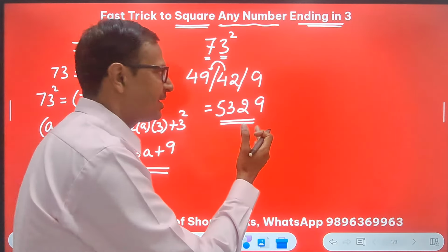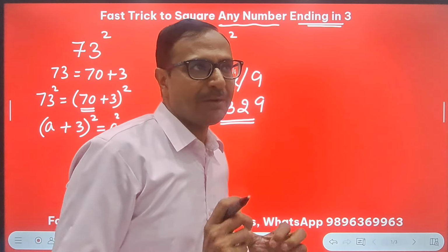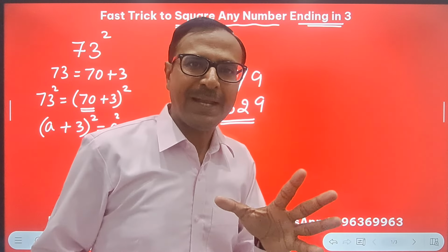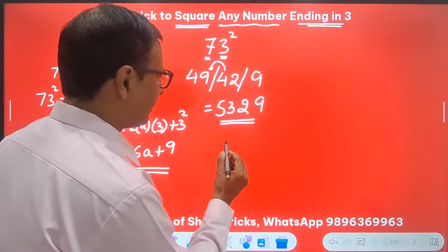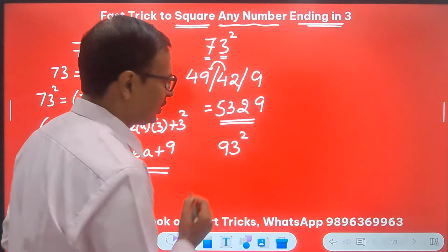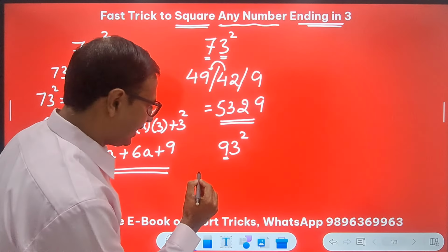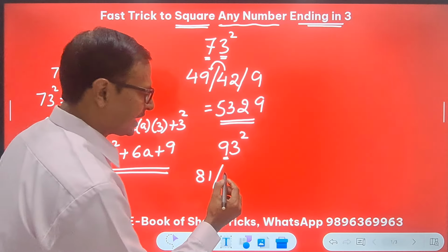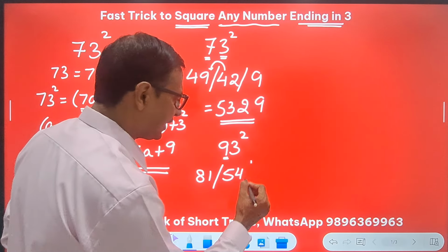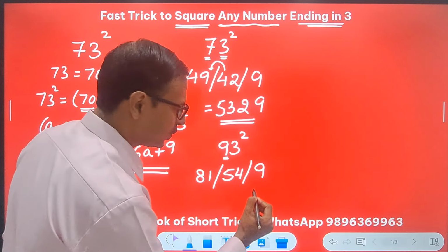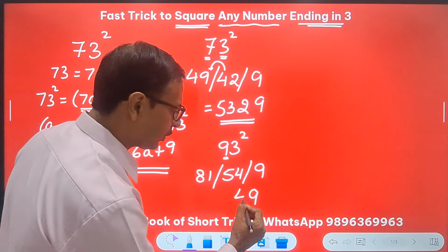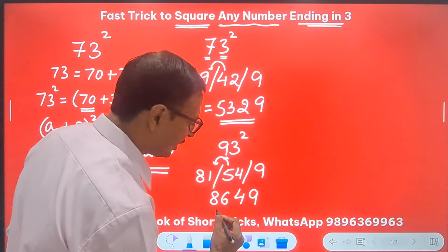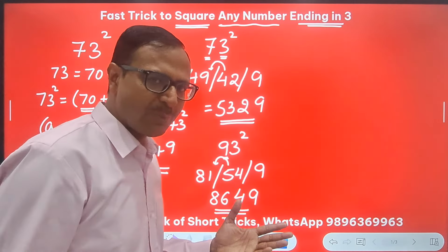And you will be amazed, seeing how little time you will be consuming in squaring two-digit numbers ending in 3. Let's take one more example like 93. Okay. So a square, 9 square is 81. 6a, 6 times 9 is 54. And finally the 9. So the 9, 54 means 4, 5 carried. So 81 plus 5 is 86. And here you have the answer 8649.